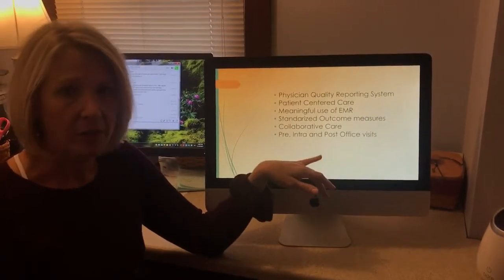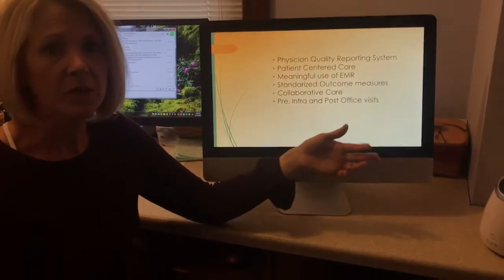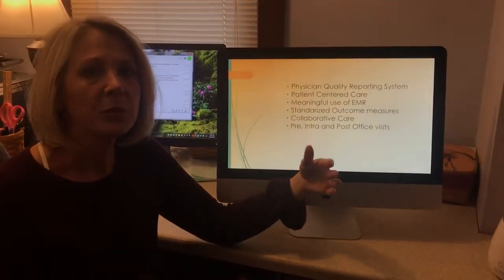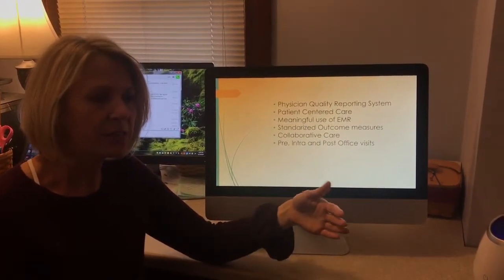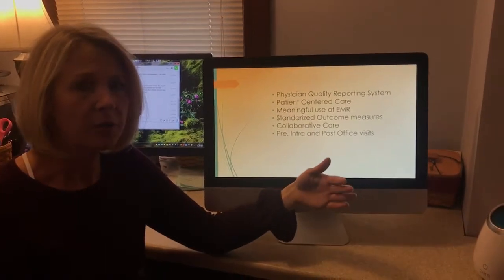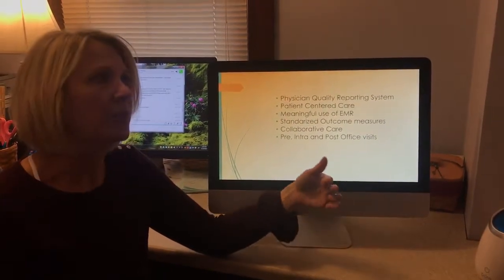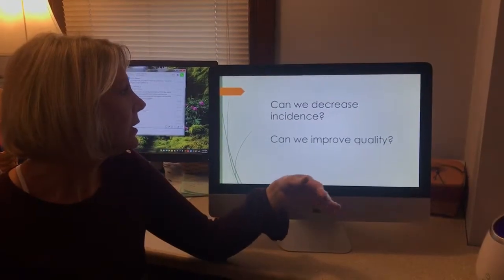Pre, intra, and post-office visits. Let's educate our patients. Before they come to the visit, they know what to expect. During the visit, we need to give the patient education: how they can manage their disease, the tools they can use to manage their disease, nutrition information, exercise information. Let's not just medicate them and move on.